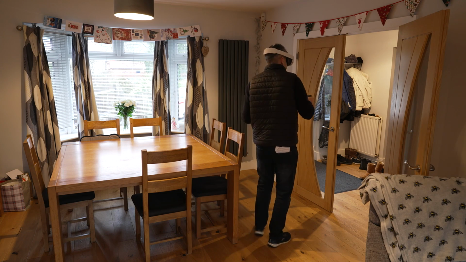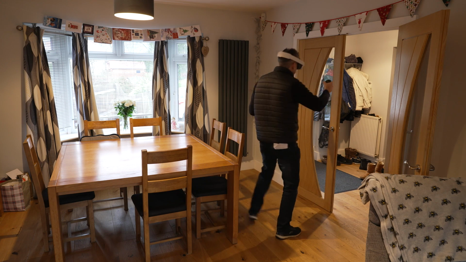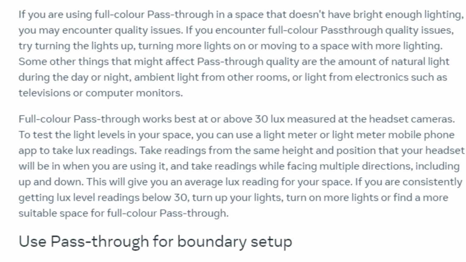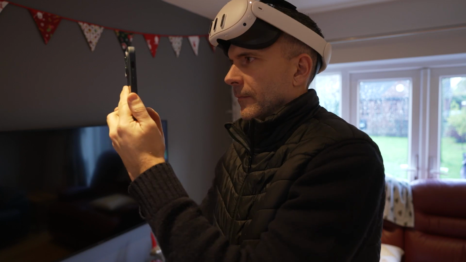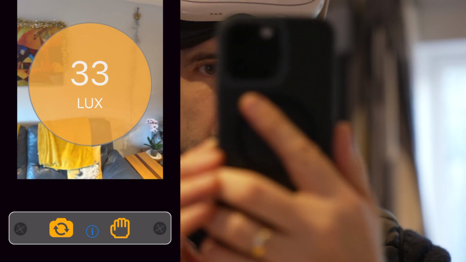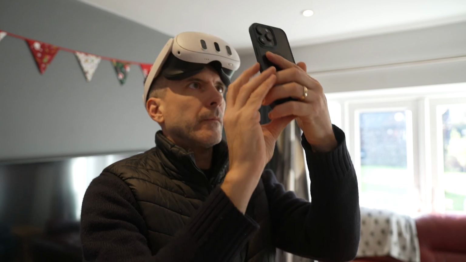But going back to lighting, how much light is enough when you're using pass-through mode? According to the Meta website, the pass-through looks best when the lighting levels are at least 30 lux at the headset end. So to test this, you can download a light meter app, just search for Lux Light Meter, and then hold your phone at head height, look around you, including up and down, and see what reading you get.